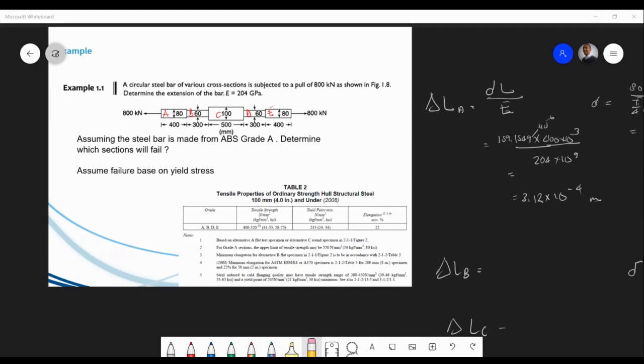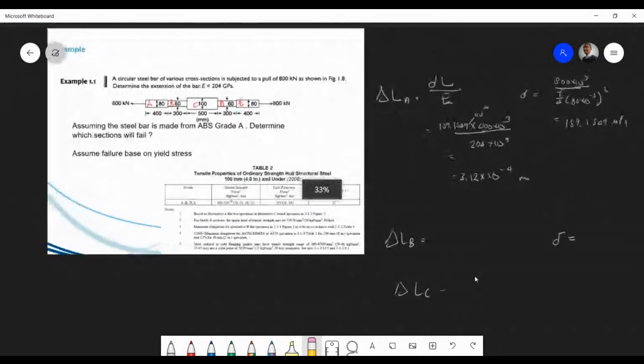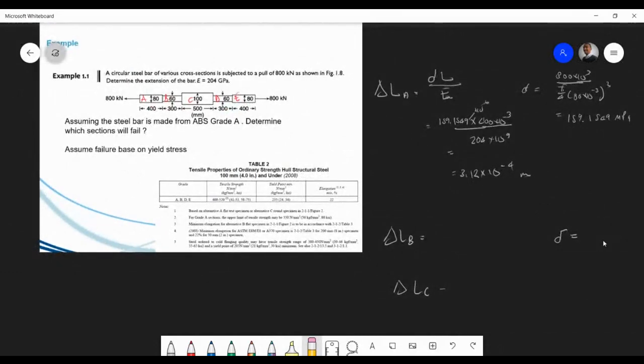Once you find it for each section, you're going to have to add them up because it's a series arrangement. Always remember that. Remember what arrangement you're dealing with. How is the load or the force going to be distributed? Okay guys, taking a bit long here. Can I have a stress for section B?